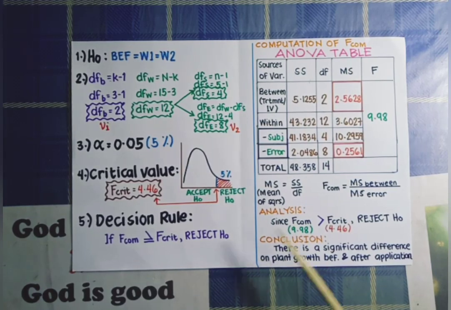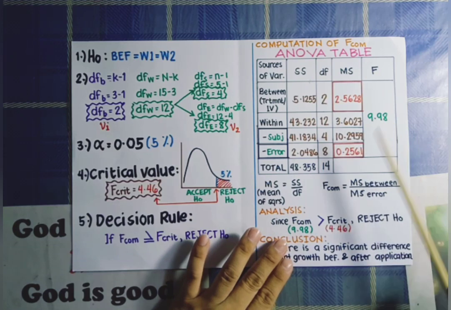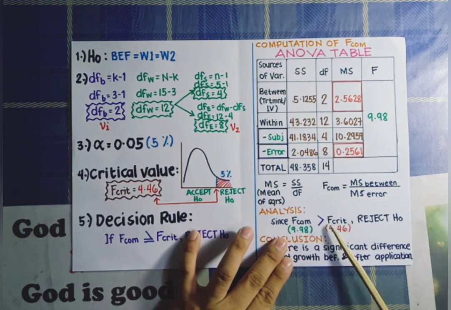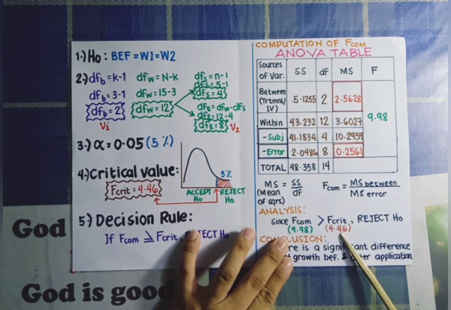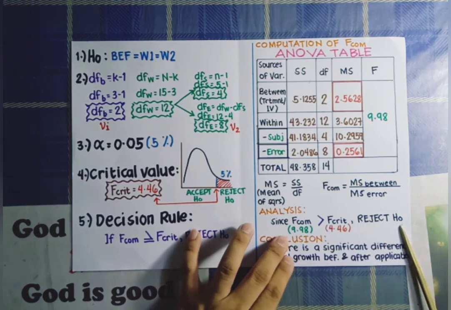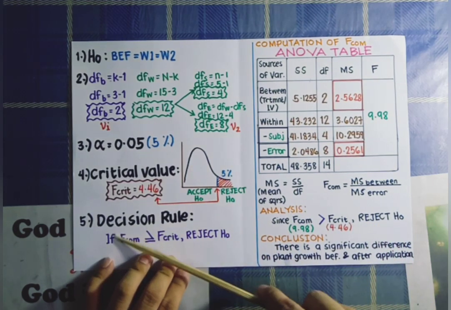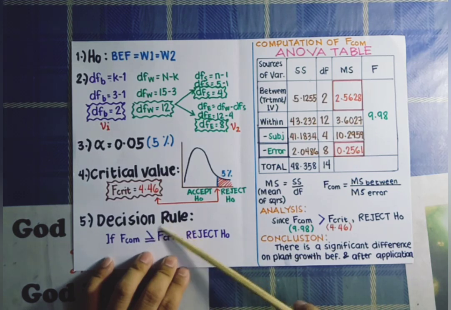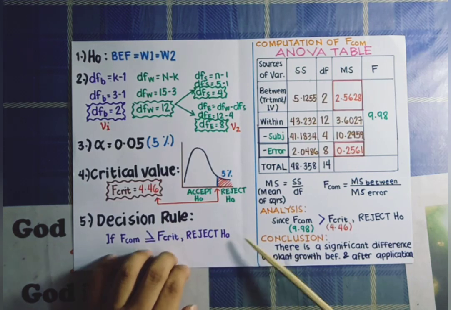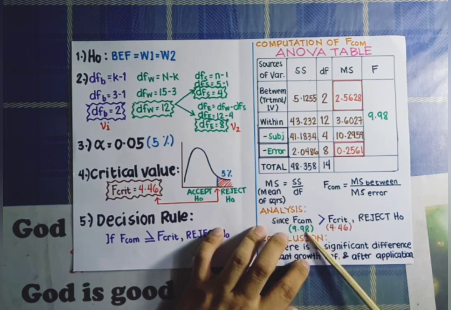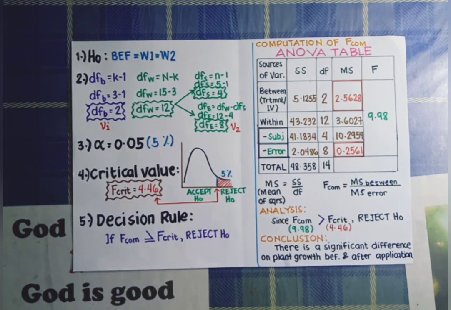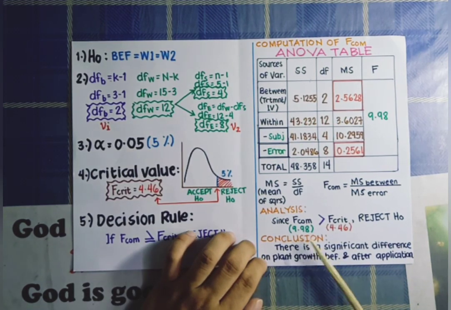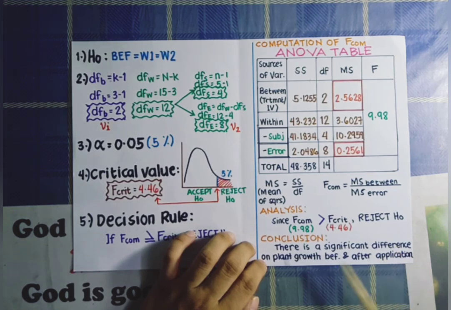Now, let's have here the analysis. Since the computed f, which is 9.98, is greater than our critical f value, which is 4.46, then we need to reject our null hypothesis, because again, in our decision rule, if our computed f is greater than or equal to our critical value for f, we need to reject our null hypothesis. In this case, 9.98 is greater than 4.46. Therefore, we need to reject our null hypothesis. And therefore, our conclusion here will be there is a significant difference on plant growth before and after the application of fertilizer X.